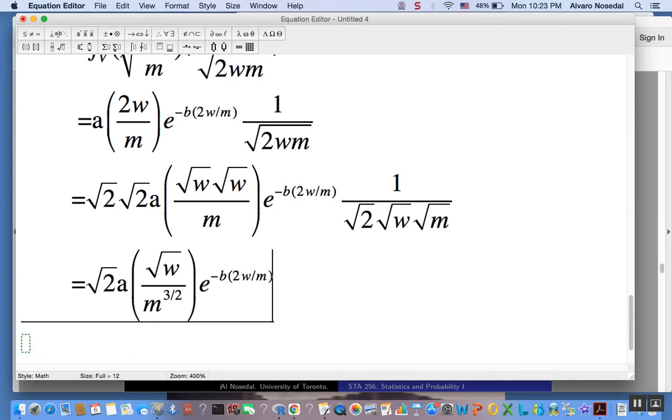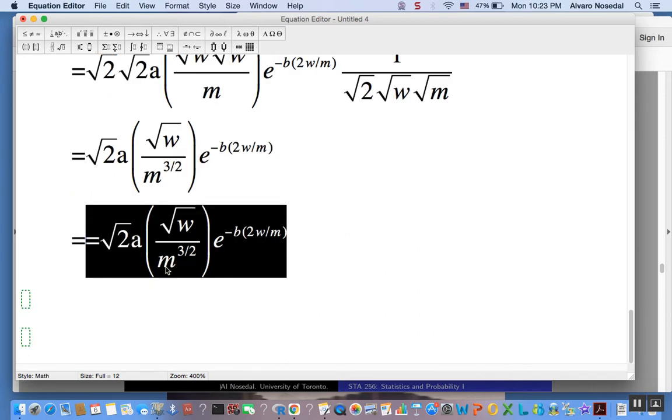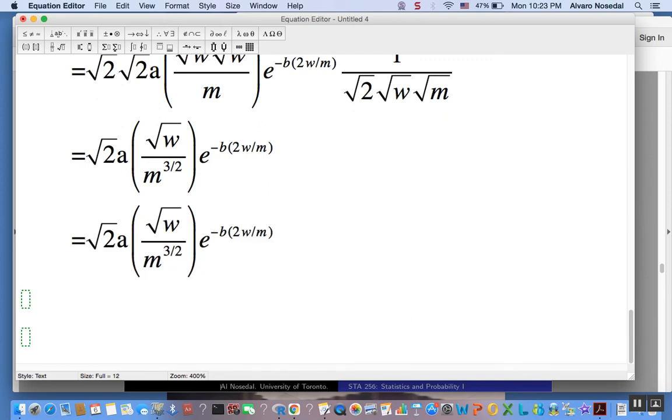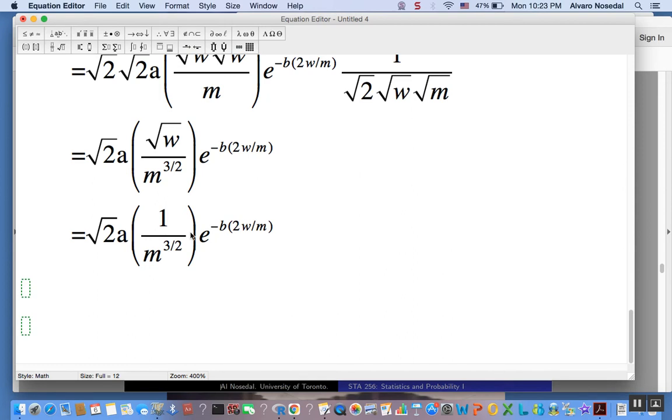It's just that I want that guy in a form that is friendlier and that is going to be easy to recognize, right? So now instead of writing square root of w, how about we write w to the power 1/2? Okay.